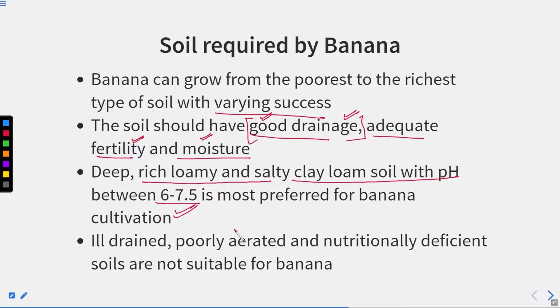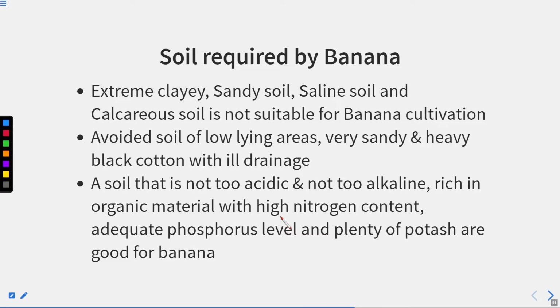So ill-drained, poorly aerated, and nutritionally deficient soil are not suitable for banana. Right. So if the soil is not properly drained or poorly aerated, then the banana will not grow properly. It is not suitable for the growth of the banana.